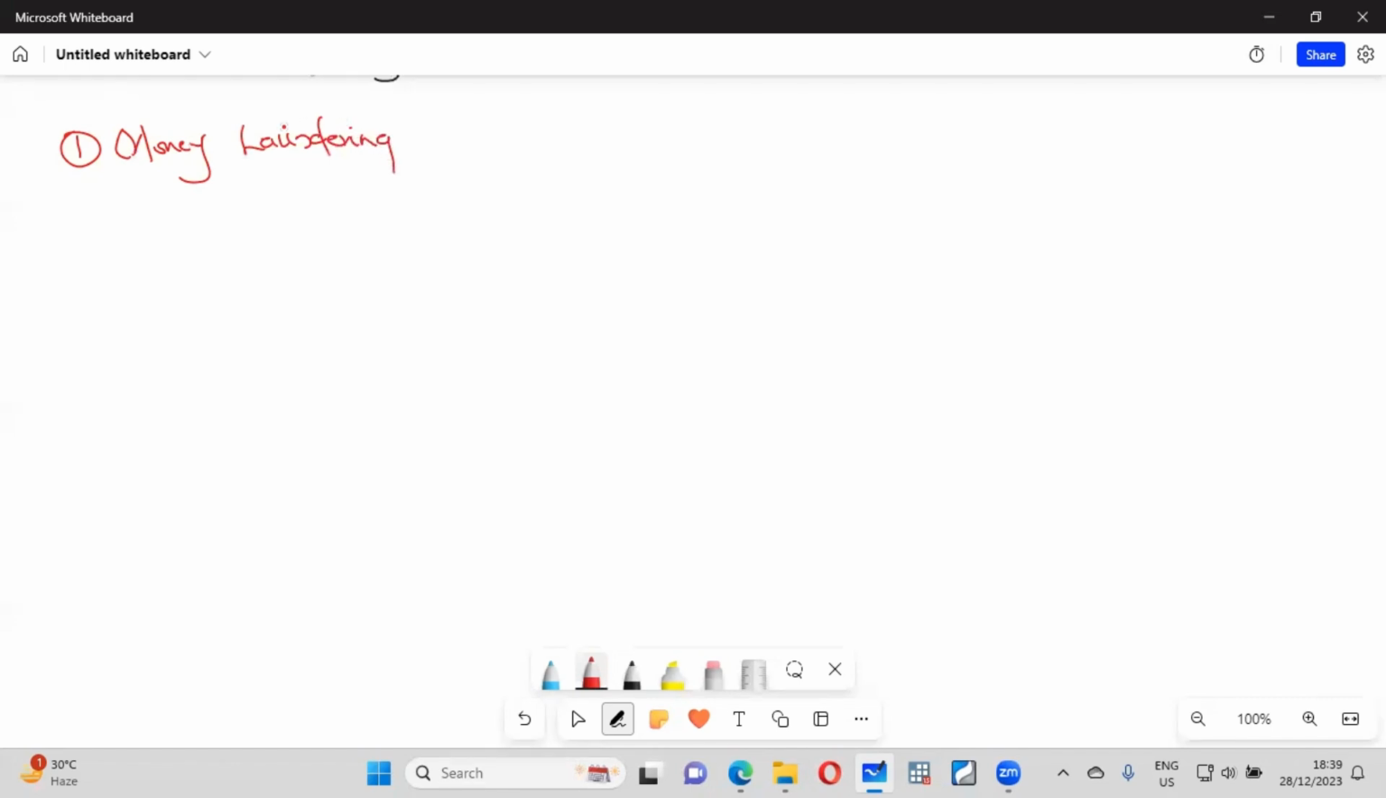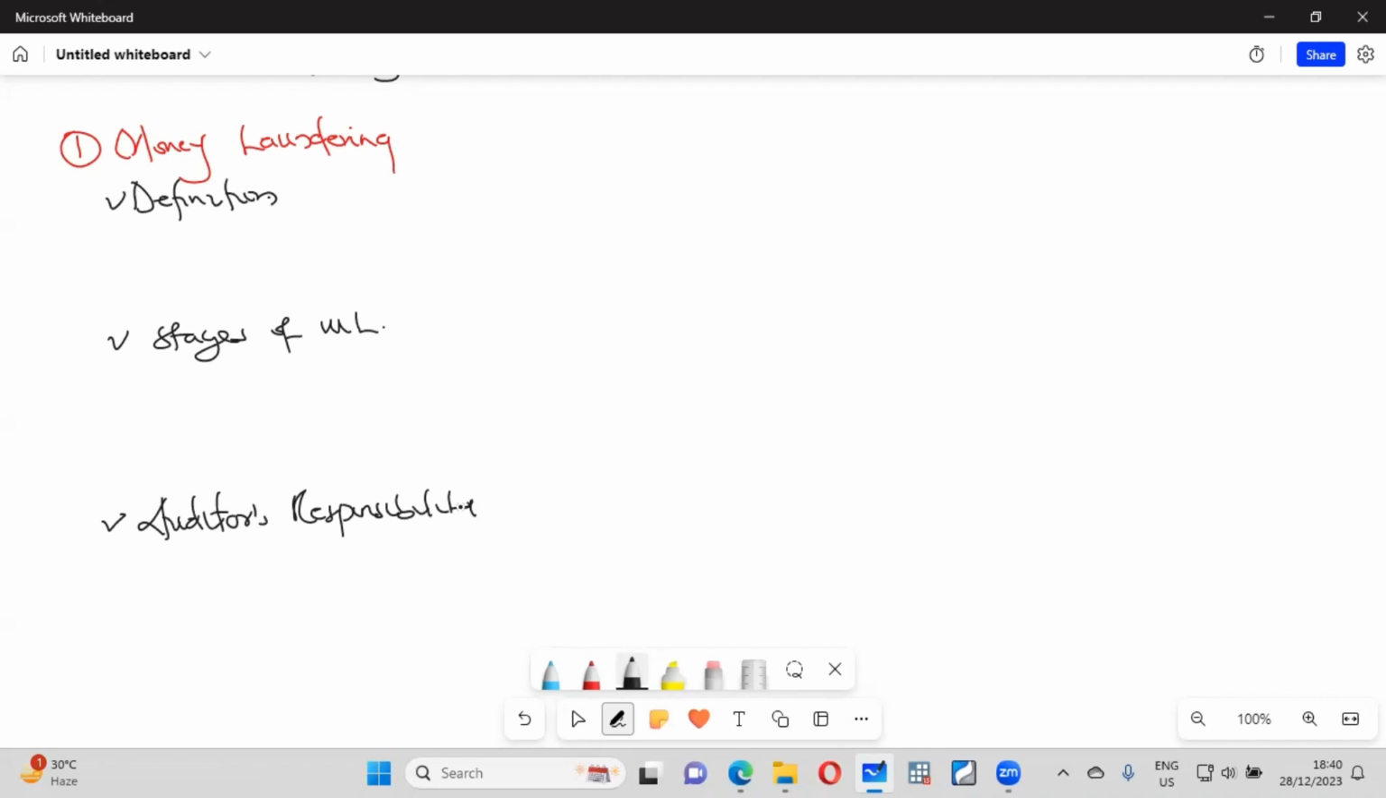Now, what is money laundering? So, definition. We will discuss the definition. We will discuss the stages of money laundering. Then after we've discussed the stages, the next thing we will look at is the auditor's responsibility, or audit responsibilities towards money laundering. So basically, that is what we are going to learn now for money laundering. Okay, so let's start.